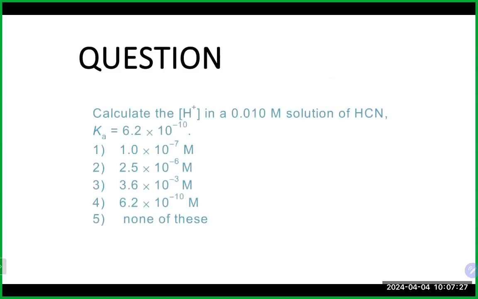Try one more here. What is the H plus concentration? And let's also do the pH as well, why not, of a 0.01 molar solution of HCN, Ka value there 6.2 times 10 to the minus 10.